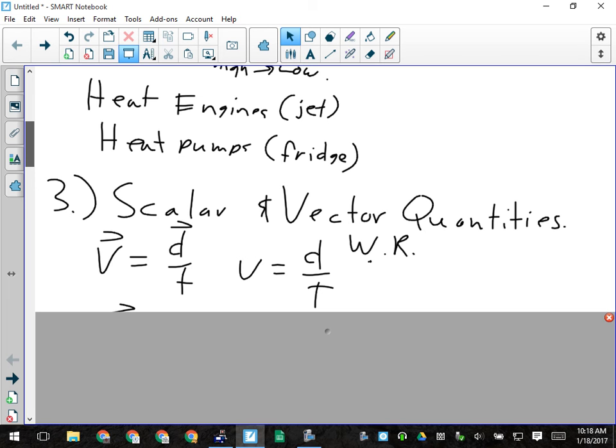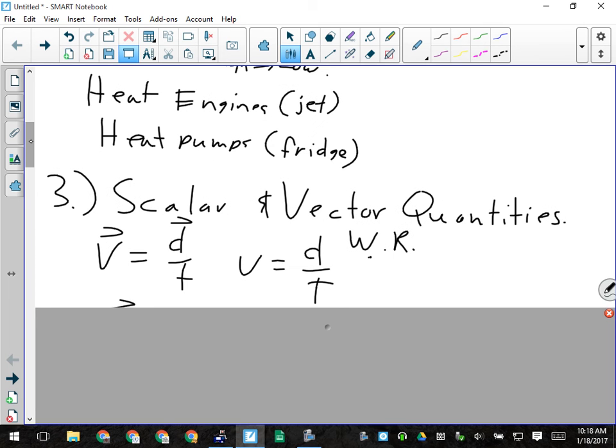Now, what I have here for WR, that's written response. That's what I was talking about just a minute ago. If I give you a problem and ask you to calculate velocity or calculate speed, you need to understand, is that a vector or a scalar quantity? This V equals D over T, that's not going to be in the written response.